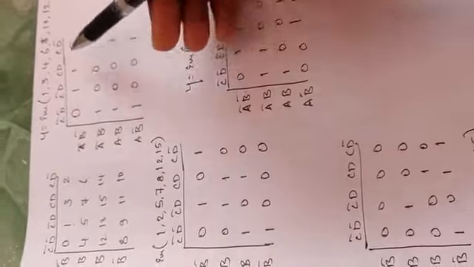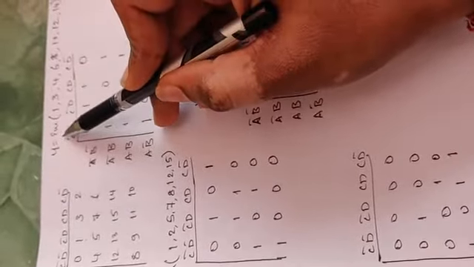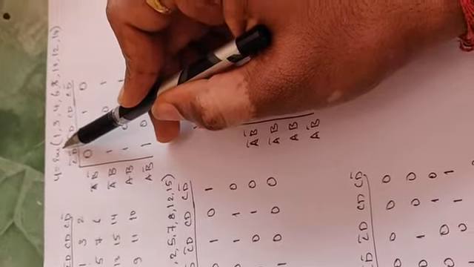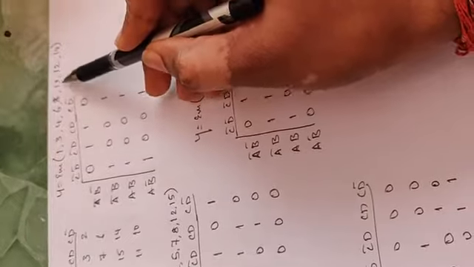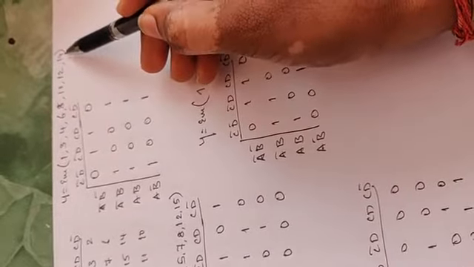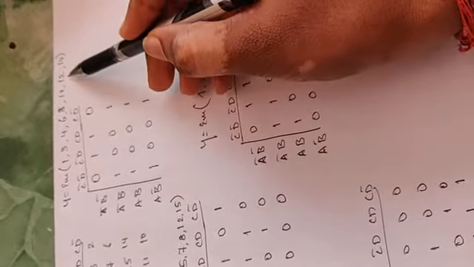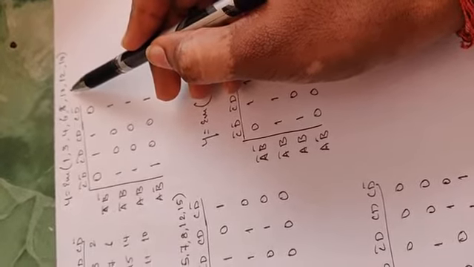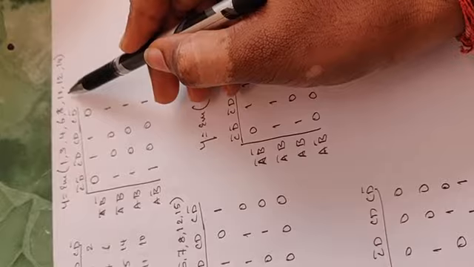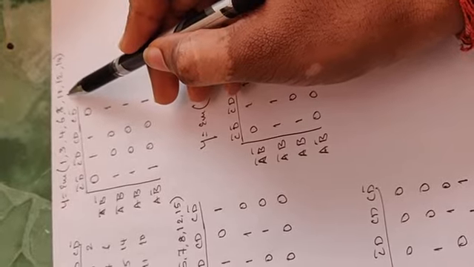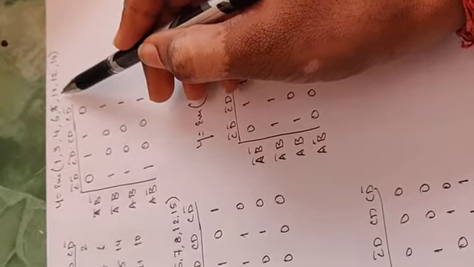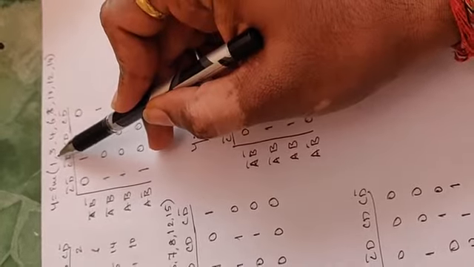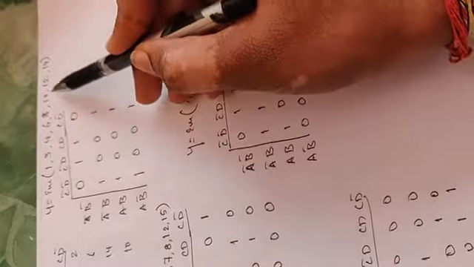They will be given a question like this: simplify the Boolean expression, summation of small m, meaning a sum of minterms, 1, 3, 4, 6, 8, 10, 12, 14. When they give the expression like this, you first need to make sure whether to use a 4 variable K-map, a 3 variable, or a 2 variable. You can decide based on the minterms which appear within the bracket.